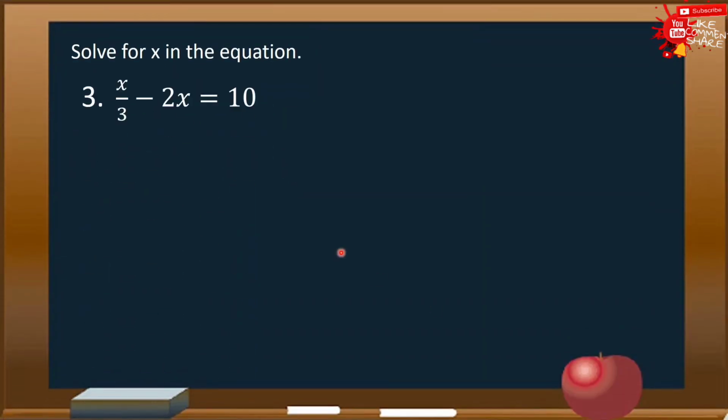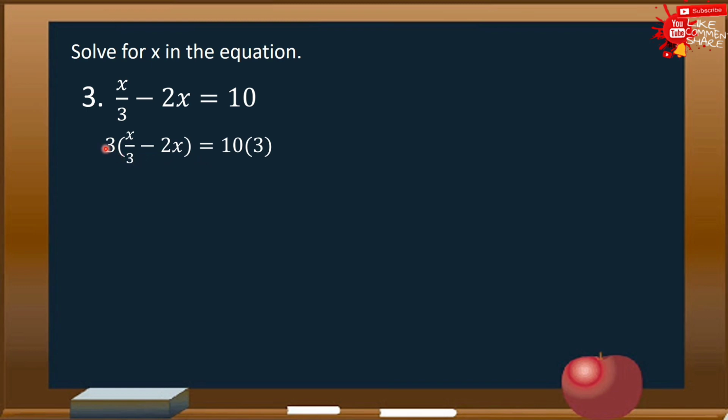Now, let us have our third example. So, we have x over 3 minus 2x equals 10. So, we have here fractions. To clear the denominators, we multiply both sides of the equation, all the terms, by the LCD. So, we have your denominators which are 3, 1, 1. Therefore, what is our LCD? Our LCD is 3. So, we multiply both sides of the equation by 3.